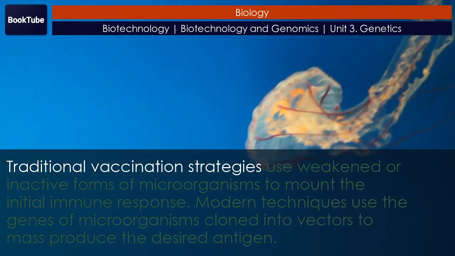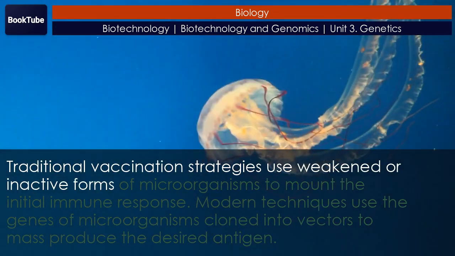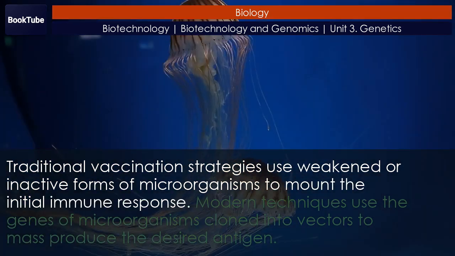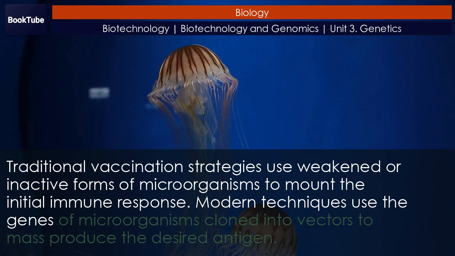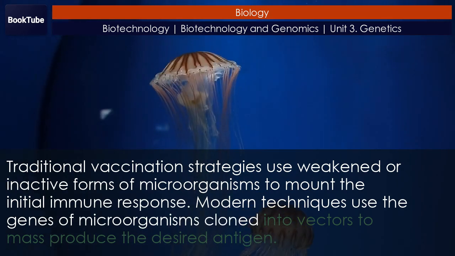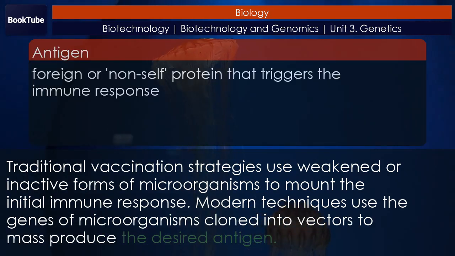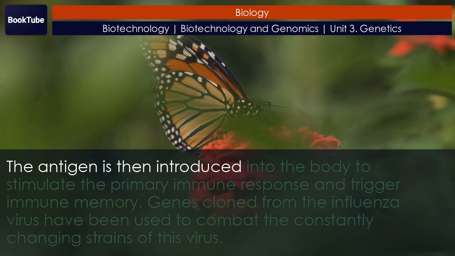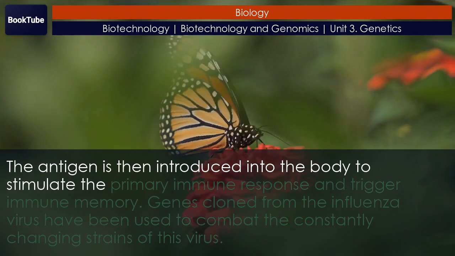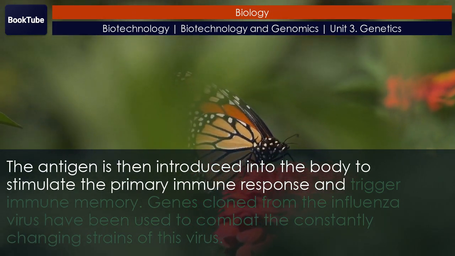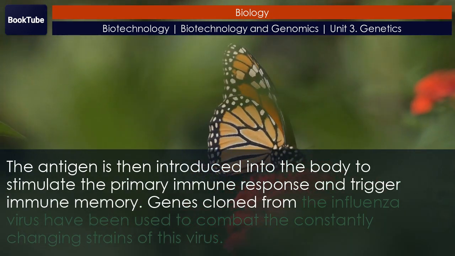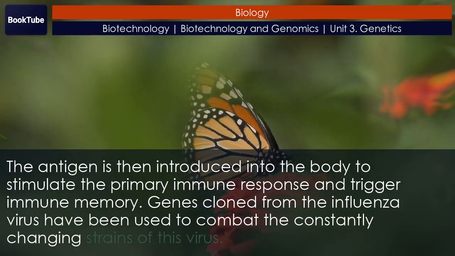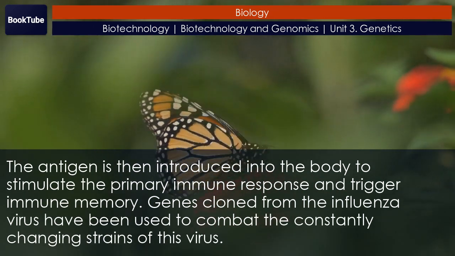Traditional vaccination strategies use weakened or inactive forms of microorganisms to mount the initial immune response. Modern techniques use the genes of microorganisms cloned into vectors to mass produce the desired antigen. The antigen is then introduced into the body to stimulate the primary immune response and trigger immune memory. Genes cloned from the influenza virus have been used to combat the constantly changing strains of this virus.